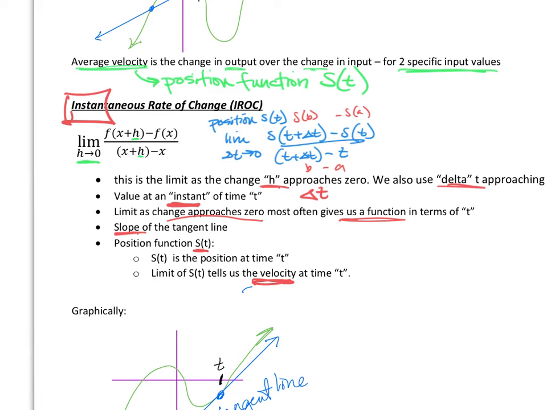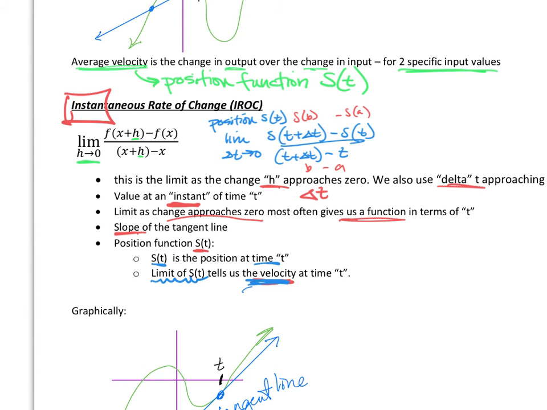So one thing to make sure that we understand is that s of t, the position function at a time t, is its position. But when we are talking about the limit, that is what gives us the velocity. The limit gives us that amount of velocity at that specific time t.